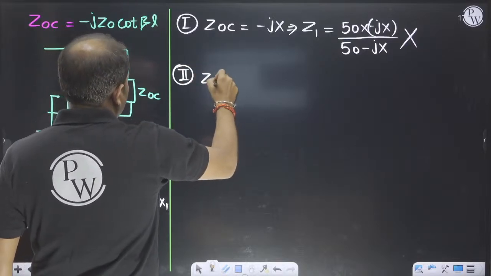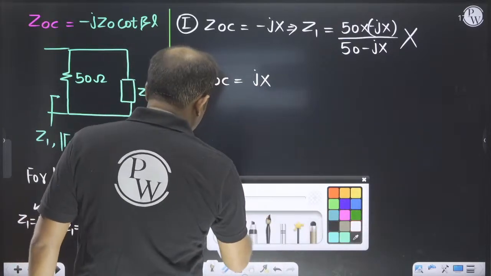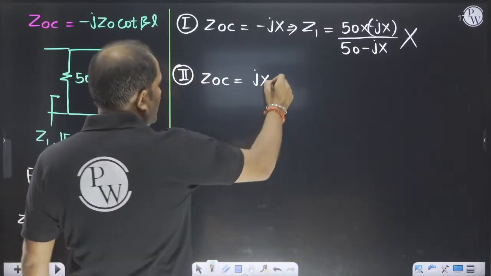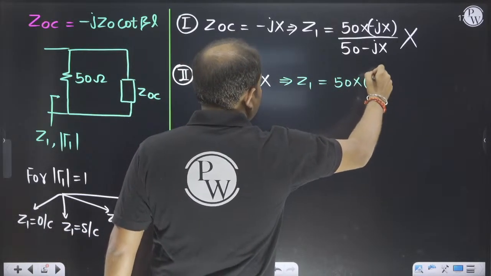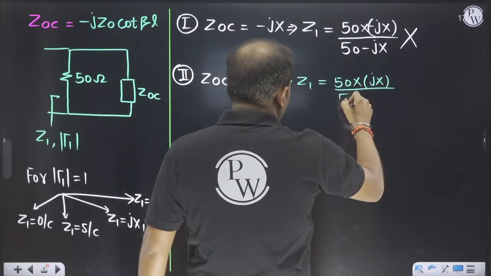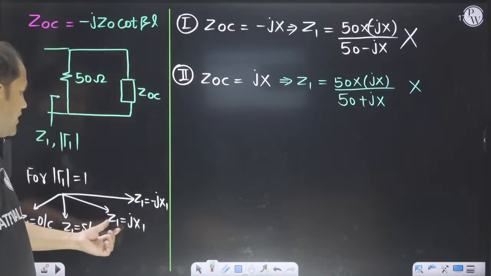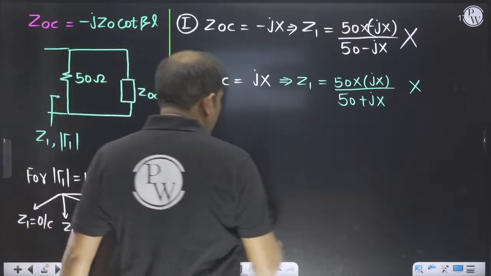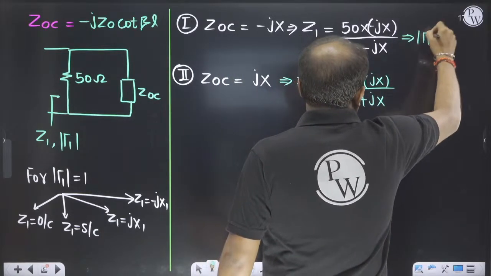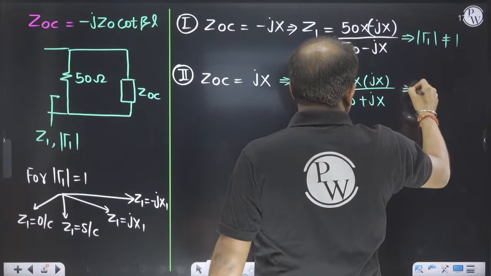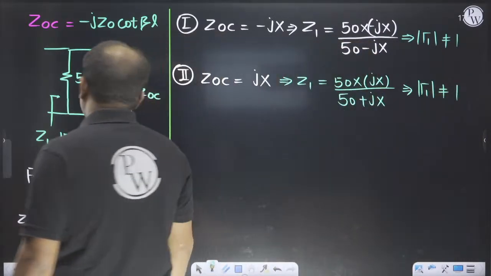Then we have second case. ZOC I will take purely inductive. If ZOC is purely inductive, what will happen? If ZOC is purely inductive, then Z1 is equal to 50 into Jx divided by 50 plus Jx. So what you will get? You will not get the condition at which magnitude of reflection coefficient will be 1. So in this case, magnitude of reflection coefficient will not equal to 1.